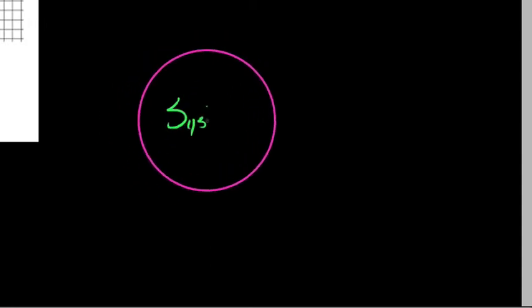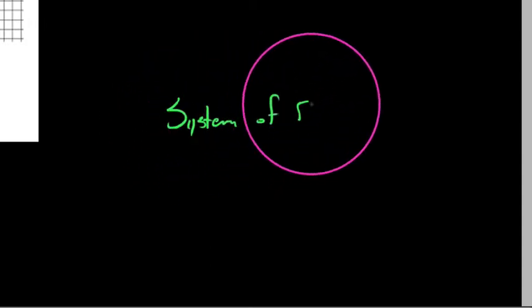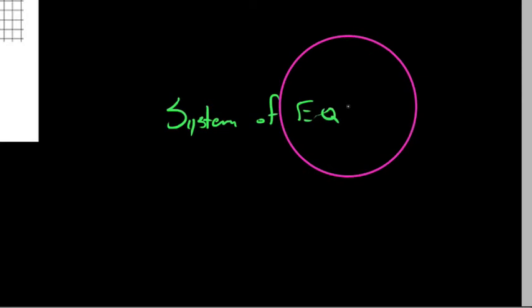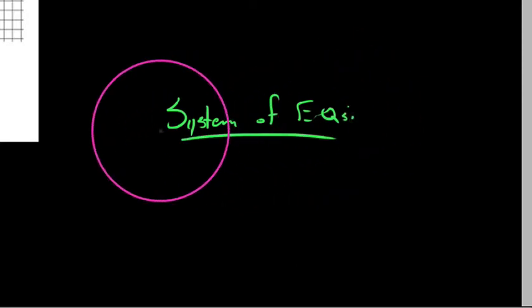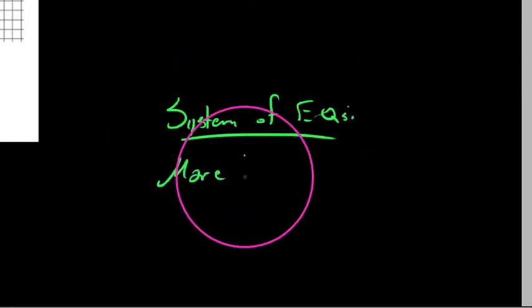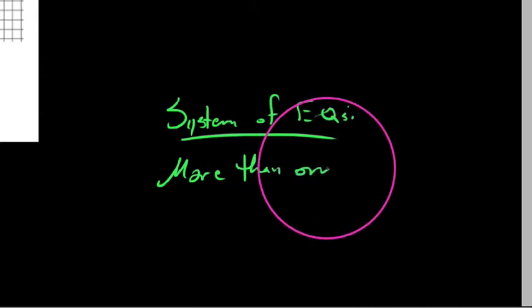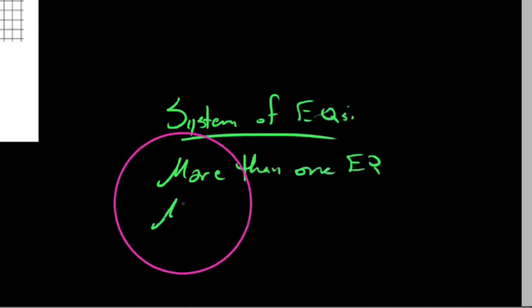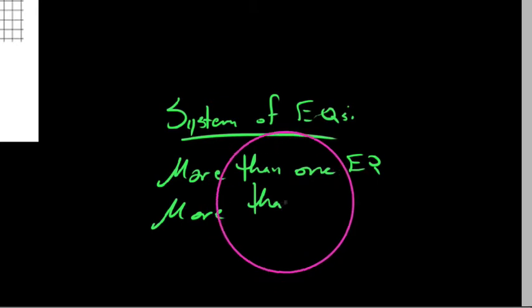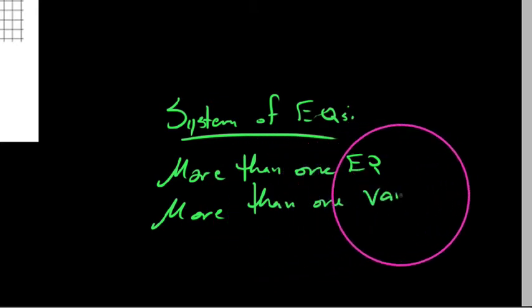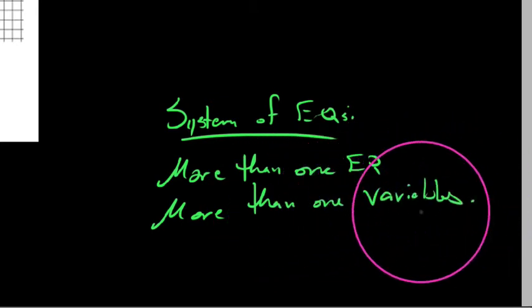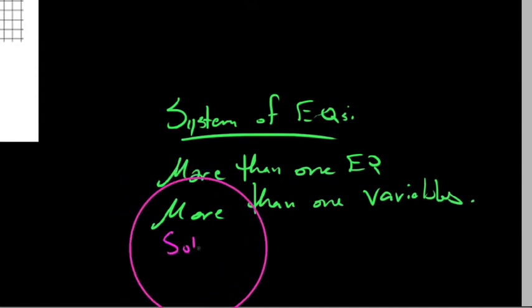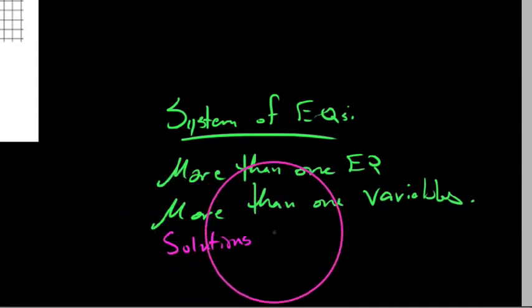When we talk about a system of equations, we're going to keep it really simple in this video. Systems of equations, we say it's more than one equation and more than one variable. And we say basically solutions, let's put this in a different color, we say solutions have to satisfy all of the equations.